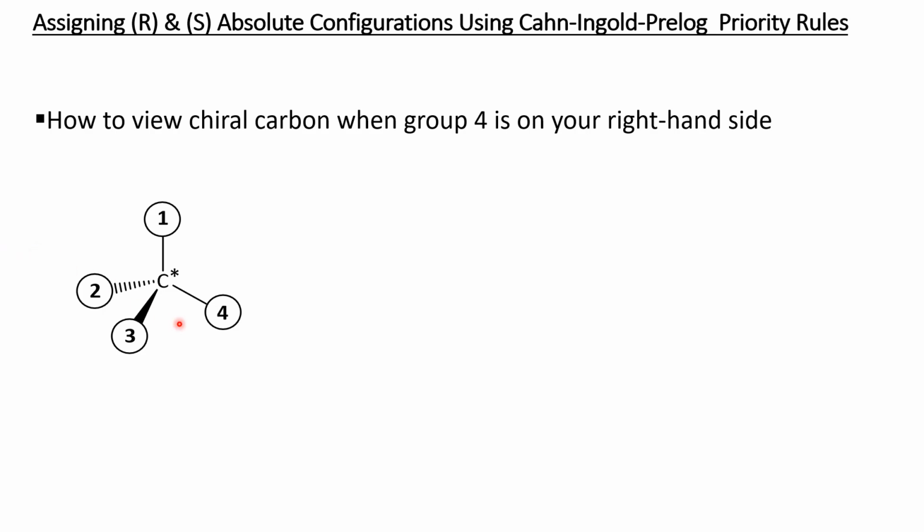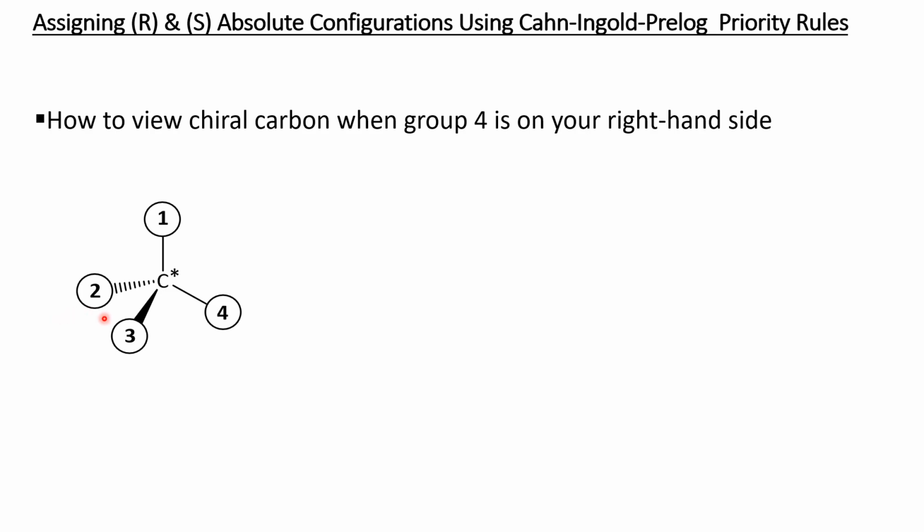In this example, group 4 is on your right-hand side. The question then becomes, how can we rotate this molecule such that group 4 will be positioned in the back of the chiral carbon? Many students find it difficult rotating the molecule using only their imagination. If you're one of such students, there is another approach you can explore.